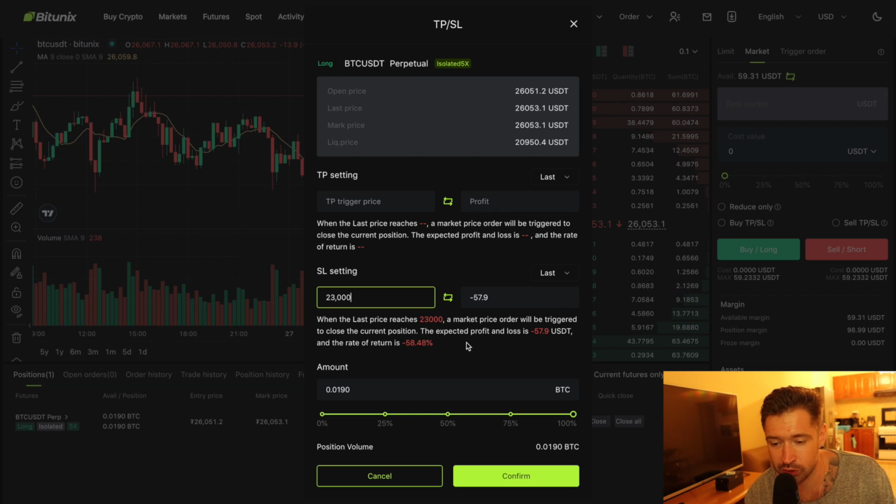I do not set my stop losses where I'm going to lose half my position. Usually I want to lose in between 10 to 15%. So let's set this to 24.5 and see what it gives us. 29%. So we're going to go 25. Let's go 25,000. Okay, well that's fine. So if I set my stop loss to 25,000 on my $100 trade, my expected loss would be $19, which is only 20% instead of losing 100% if you don't set your stop loss and you get liquidated.